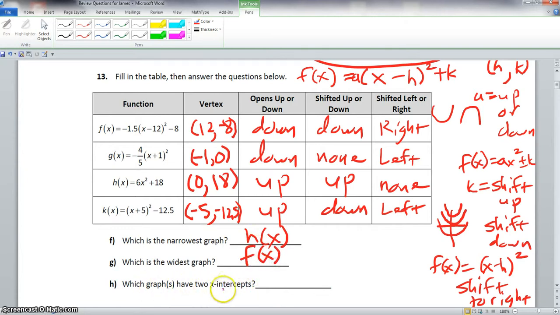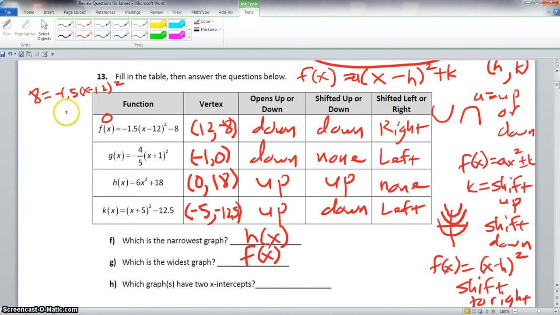Now it says which graphs have two x-intercepts. We're going to go through each one of these. If we add 8 on both sides, imagine this, we're going to make this 0. We're going to have to do a lot of mental math here. So let's start this off. We would add 8 on both sides, so we would have 8 is equal to negative 1.5 times the parenthesis x minus 12 squared.